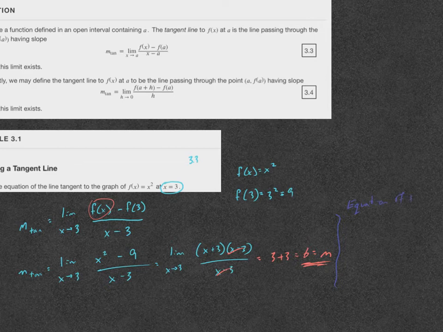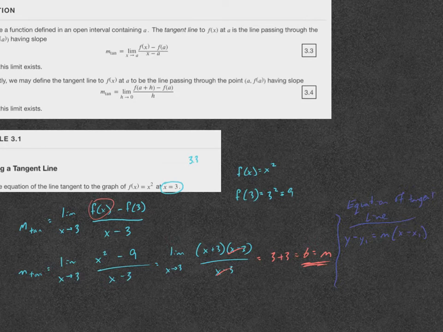To get the equation of the tangent line, we're going to use our point-slope formula: y minus y1 equals m times x minus x1, ultimately writing our equation in y equals mx plus b form.